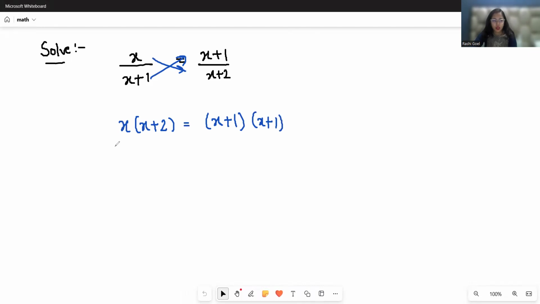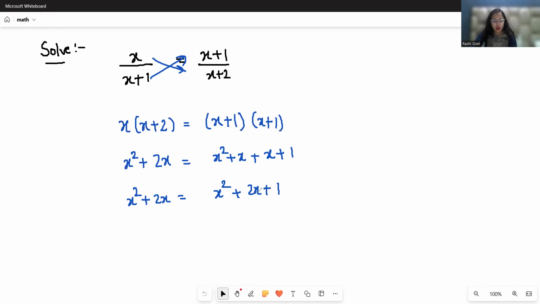Now expand both sides. First the left hand side. So x times x is x squared, plus 2x, is equal to, this becomes x squared plus x plus 1. So x squared plus 2x is equal to x squared plus 2x plus 1.